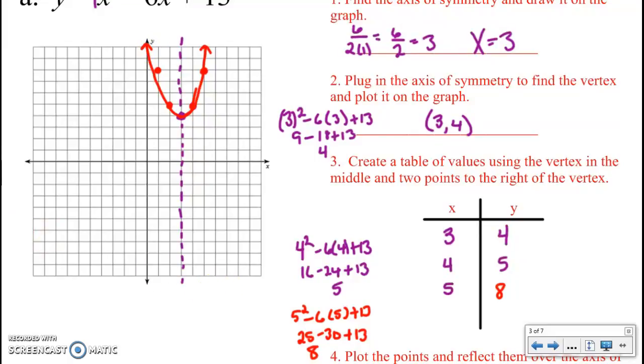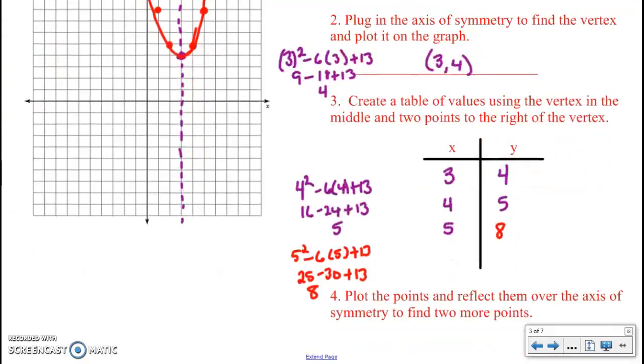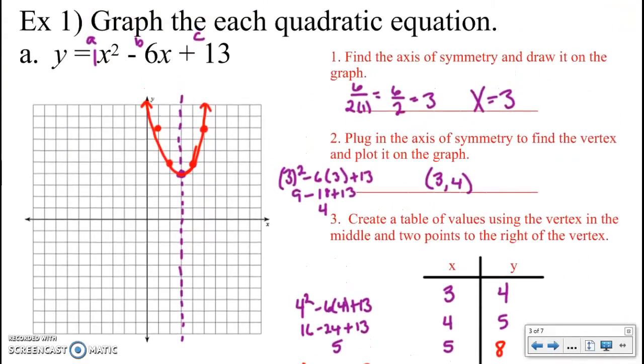Okay, so that 4th step was just to reflect the points across the axis of symmetry so that we have 5 points on our graph. Okay, let's do one more problem.